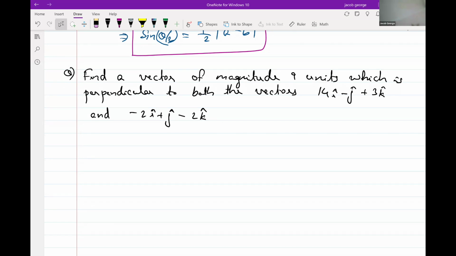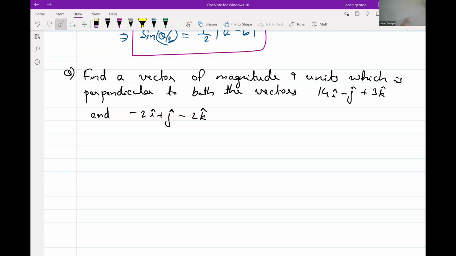So when you see this phrase, a vector perpendicular to both the vectors, what idea comes to your mind? Cross product. Perpendicular to both the vectors is cross product. See how to take the cross product of these two. We name these vector A and vector B, and you are going to find vector A cross vector B. Then you will convert it into a unit vector. How do you convert it into a unit vector? Divide that cross product by its magnitude.